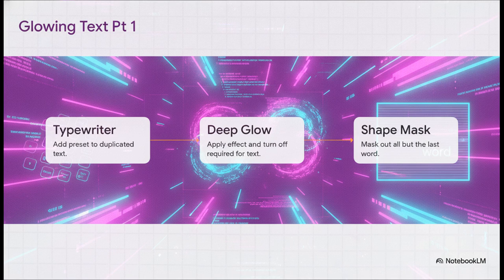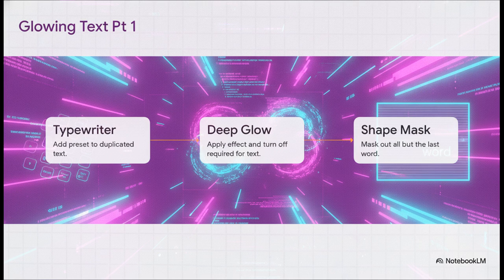Step 1, take your text layer, duplicate it, and add a free typewriter preset to give it that really authentic coding terminal feel. Step 2, apply the deep glow effect. This is the secret sauce that gives our digital text that neon, radioactive bleed, and we'll pick one of our cyberpunk hex codes from earlier. Crucially here, make sure to turn off the required for text setting.